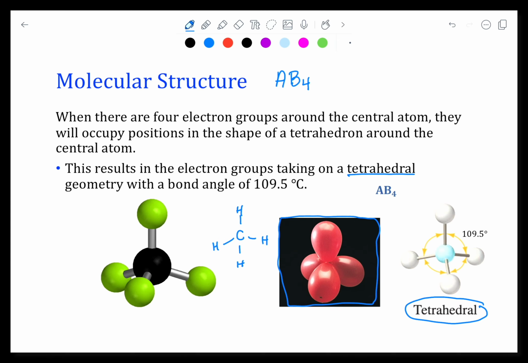Okay, so this is a tetrahedral shape. This is when I have 4 electron groups around the central atom. Now those electron groups don't have to all be the same. So we could have 4 electron groups, there we go.